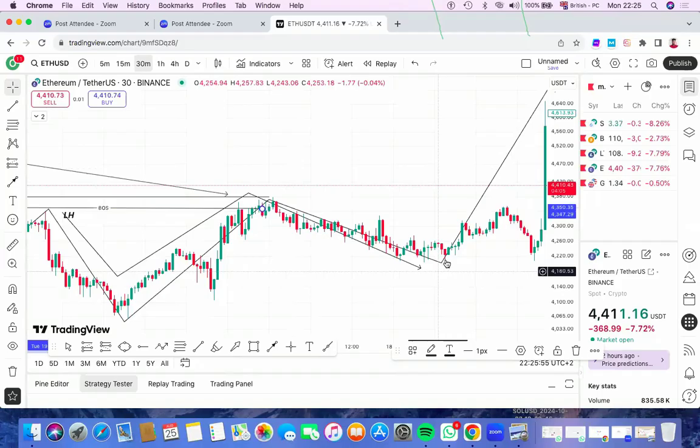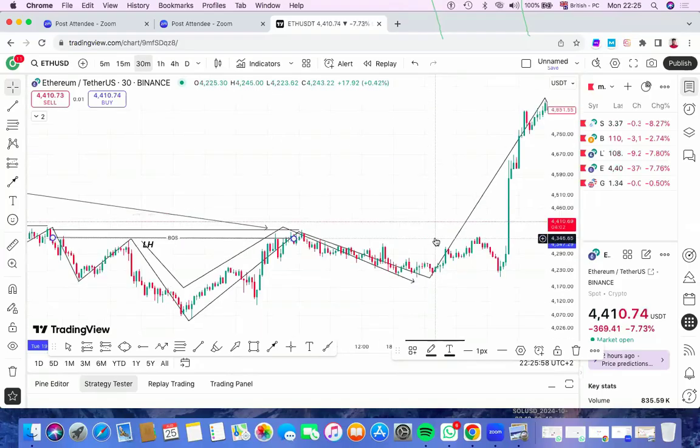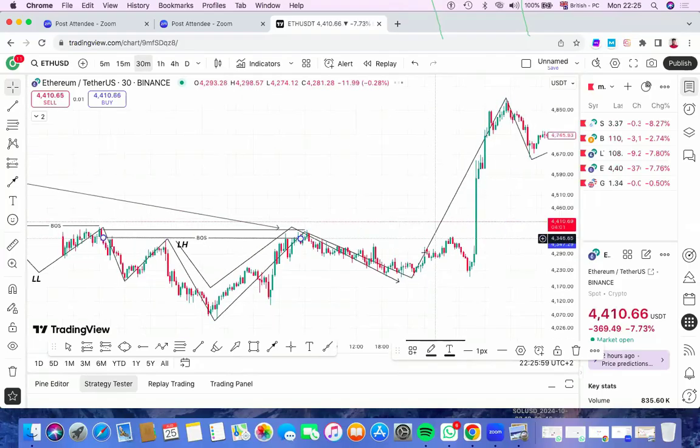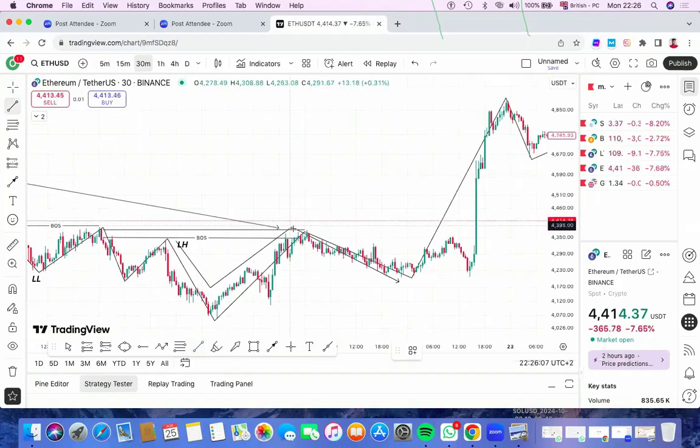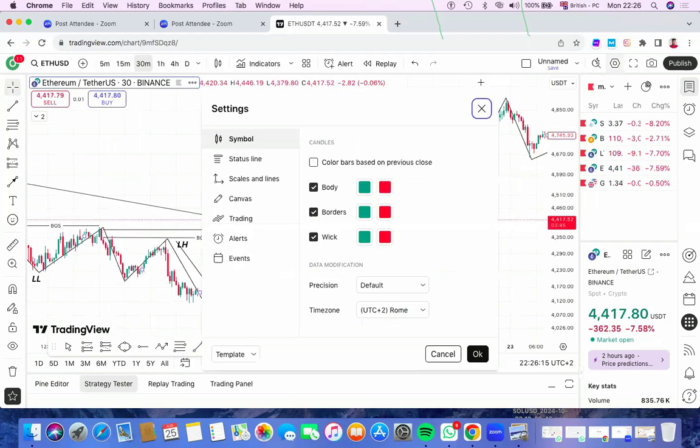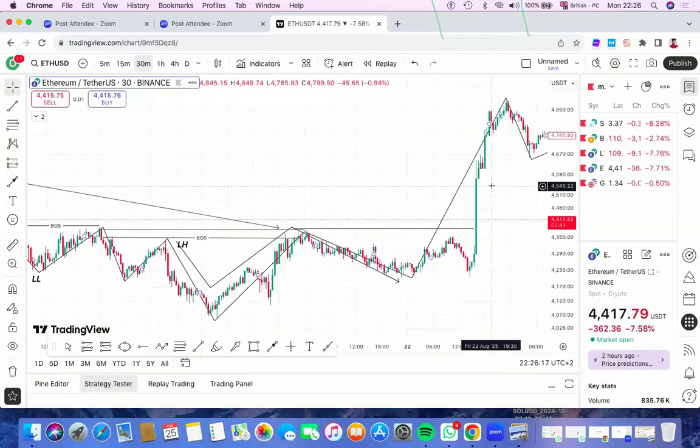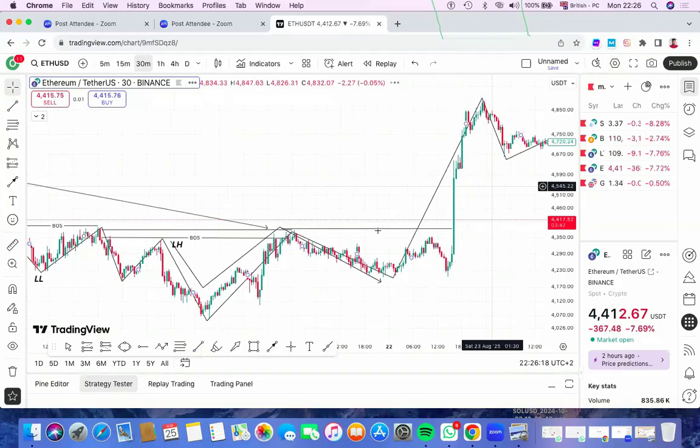There was this pullback, and we have this main break outside. So now, if we connect from here to here, we can see the candle now broke this structure back upside.